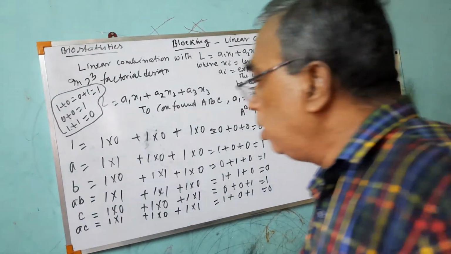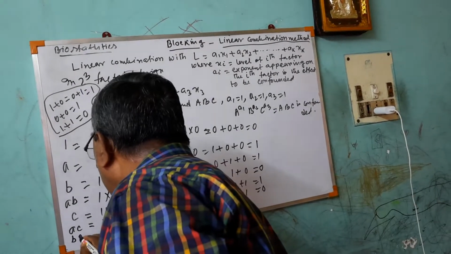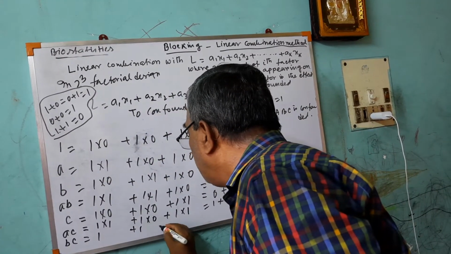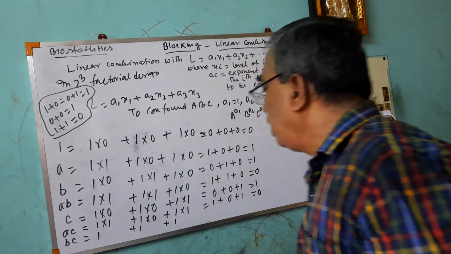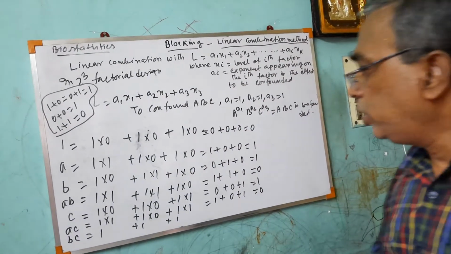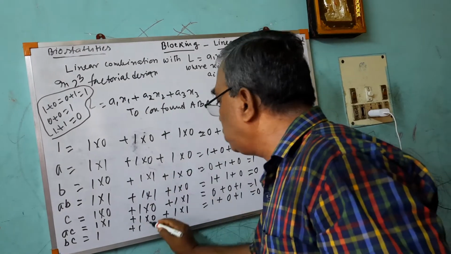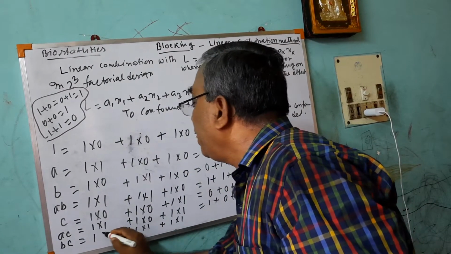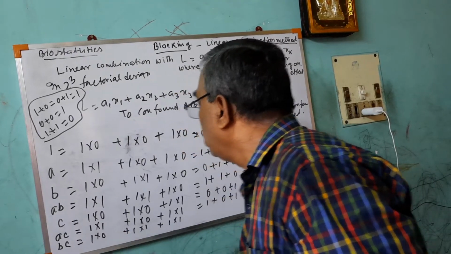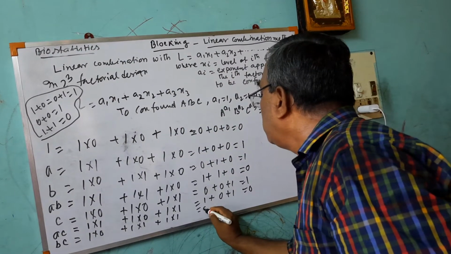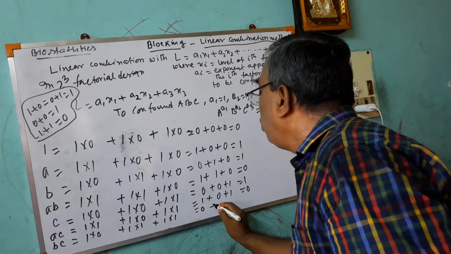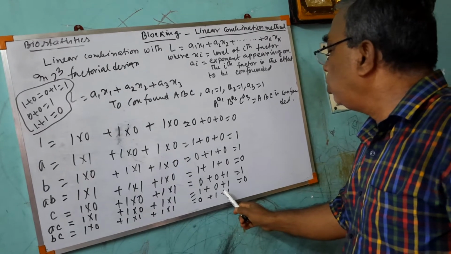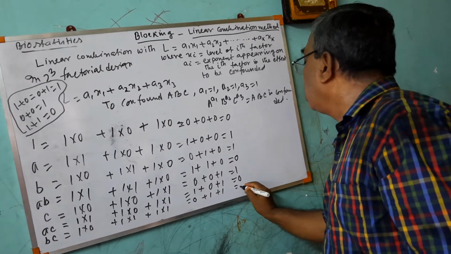BC. In case of BC, again 1 plus 1 plus 1. That means x2 is 1, x3 is 1, x1 is 0 into 0. That comes 0 plus 1 plus 1. So 0 plus 1 plus 1, 0, 0 plus 0, this is 1.